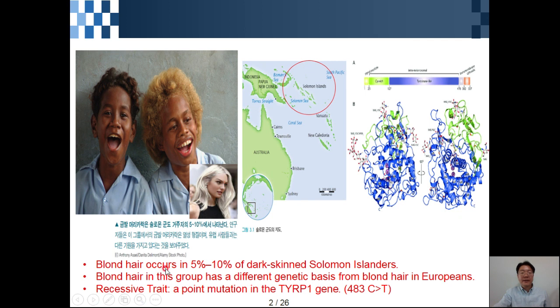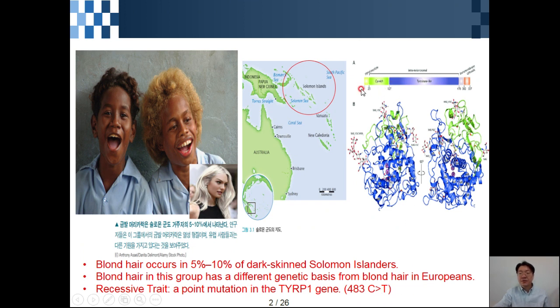But we found that this blonde hair in this group is genetically different from the blonde hair in Europeans. This is blonde hair in European people. Finally, people found that this blonde hair is a recessive trait. This is due to a point mutation in the TYRP1 gene, specifically at position 483, where cytosine is changed to thymine.